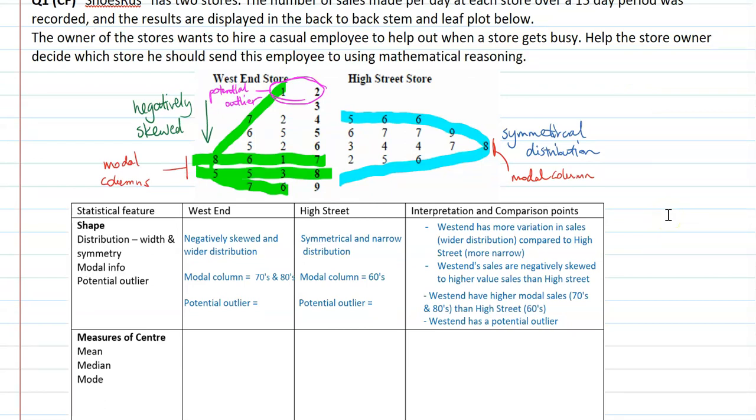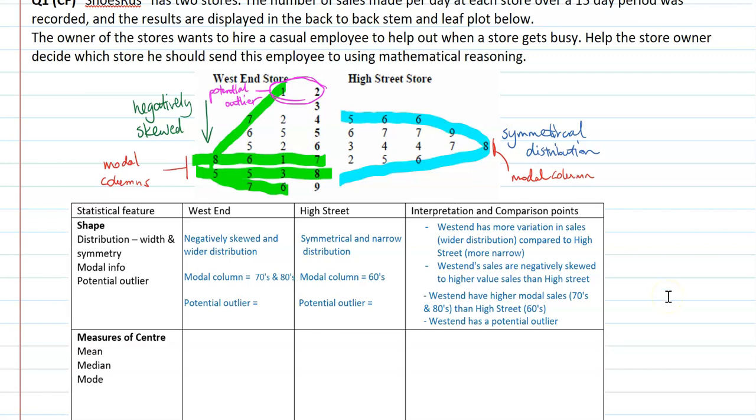So you'll notice that I've filled in this interpretation and comparison points. This is a great place for you to summarize what your findings are telling you. So in terms of distribution, West End has more variation in sales because it has a wider distribution compared to High Street, which is more narrow. West End sales are negatively skewed to higher value sales than High Street. West End have higher modal sales in the 70s and 80s than High Street, and West End has a potential outlier.